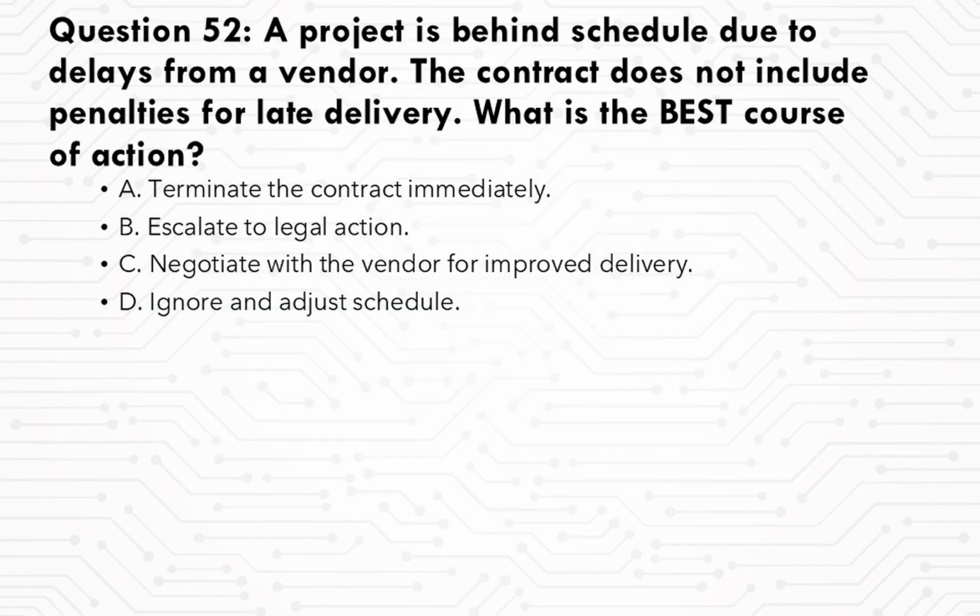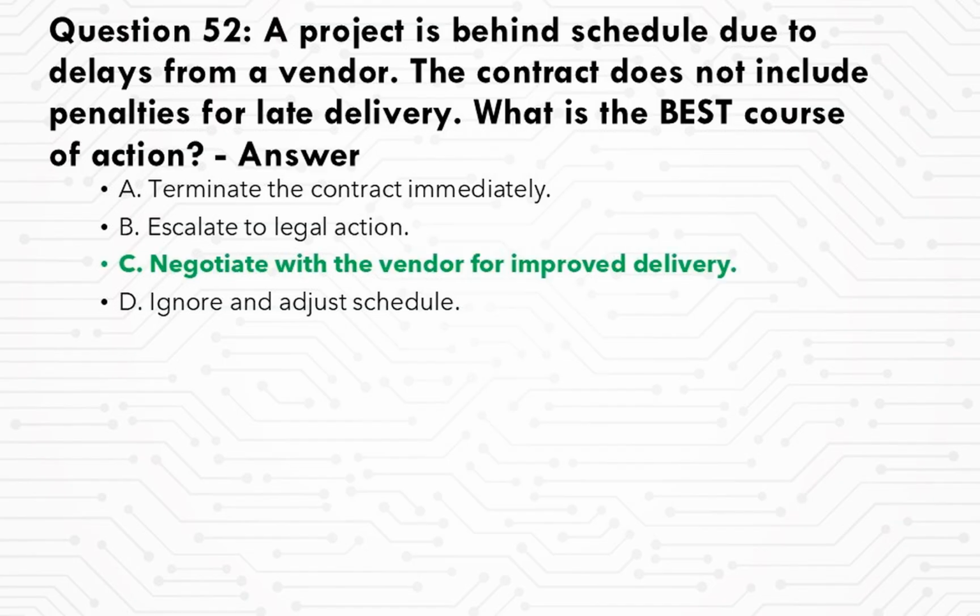Question 52. A project is behind schedule due to delays from a vendor. The contract does not include penalties for late delivery. What is the best course of action? A. Terminate the contract immediately. B. Escalate to legal action. C. Negotiate with the vendor for improved delivery. D. Ignore and adjust schedule. Answer: C. Without contractual penalties, negotiation is the most practical and immediate solution.